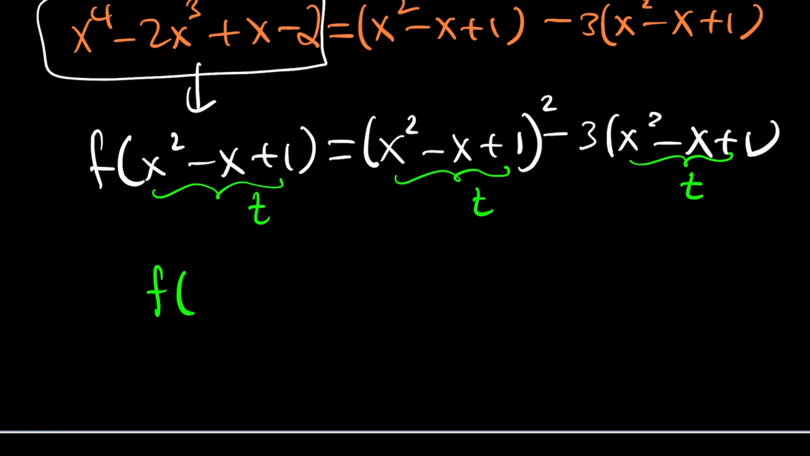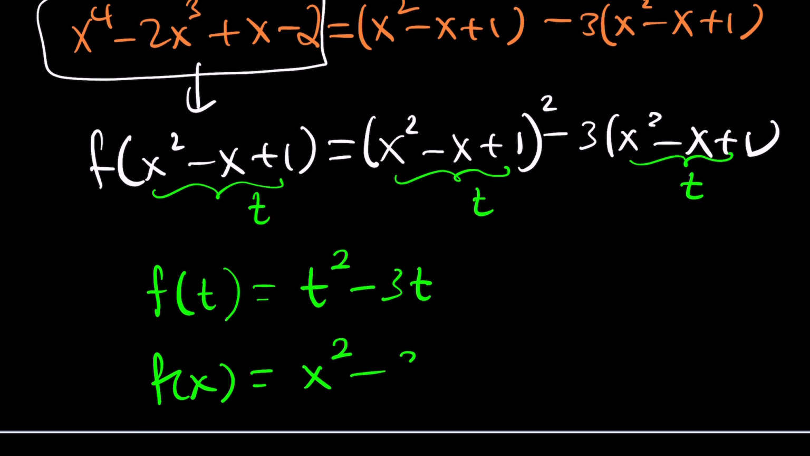Now we can go ahead and write f of t as t squared minus 3t, which means f of x can be written as x squared minus 3x. Awesome.